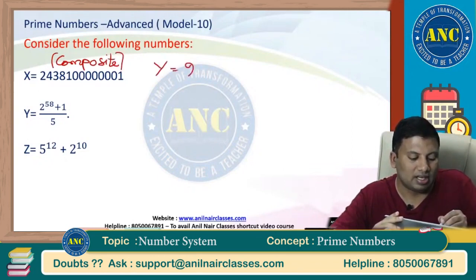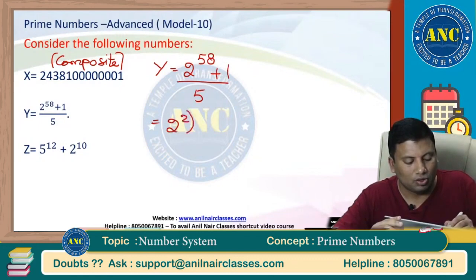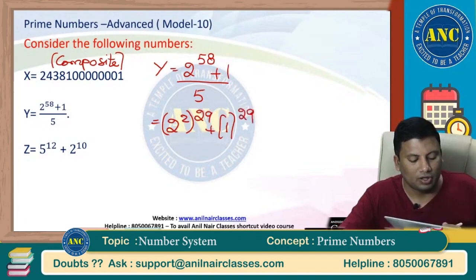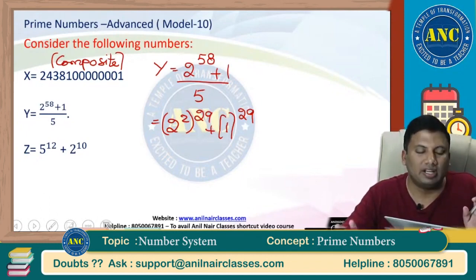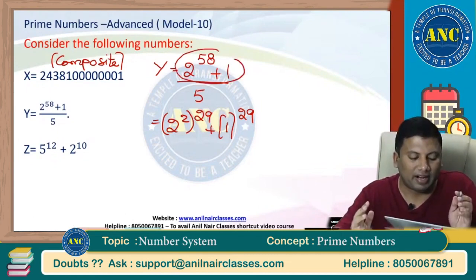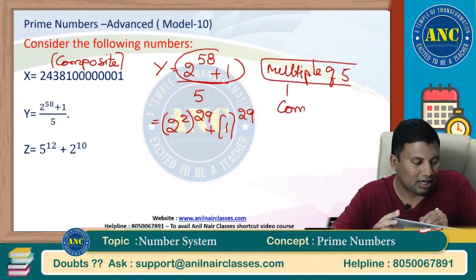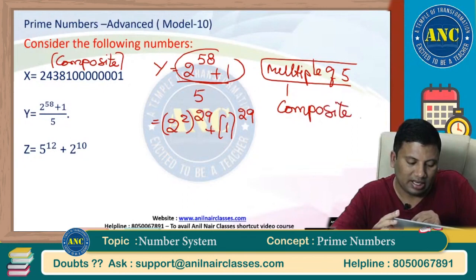Answer for this question is composite. Why? Y is nothing but (2 power 58 plus 1) divided by 5. This can be written as (2 square) power 29 plus 1 power 29, so it is divisible by 5. So the numerator is divisible by 5. I hope it is clear. So this entire number is perfectly divisible by 5, so it will become a multiple of 5. If it becomes a multiple of 5, then this is nothing but a composite number.